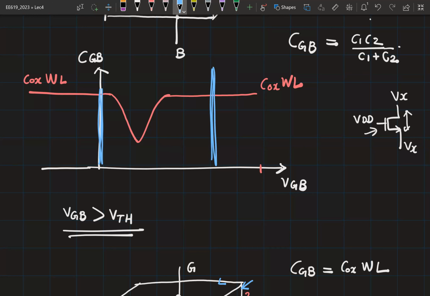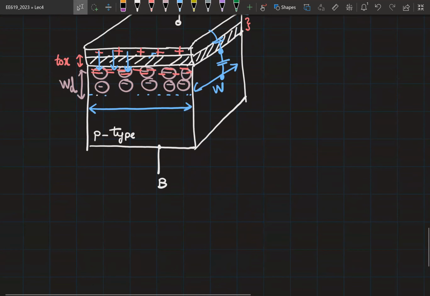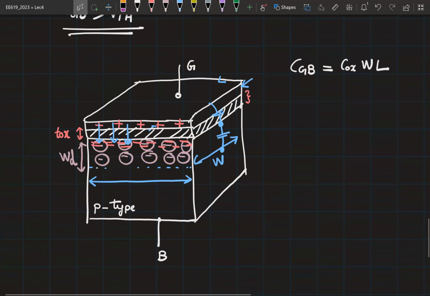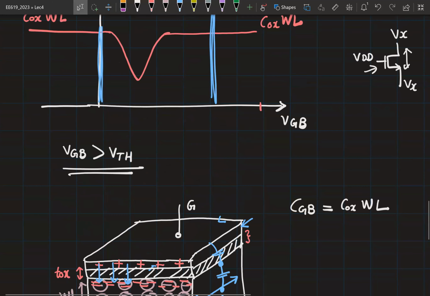somewhere here, right? So in either case, the capacitance between the gate and the bulk can be expected to be COX into W into L. Is this okay? All right. So with this, now we can move on to the capacitance in an NMOS transistor. It's roughly around VTH.